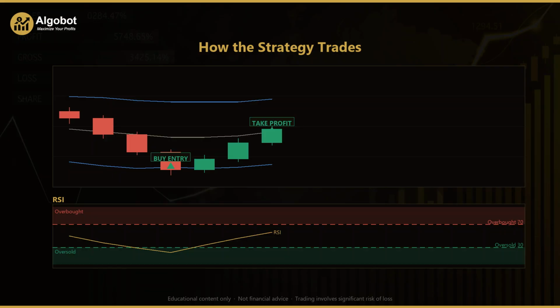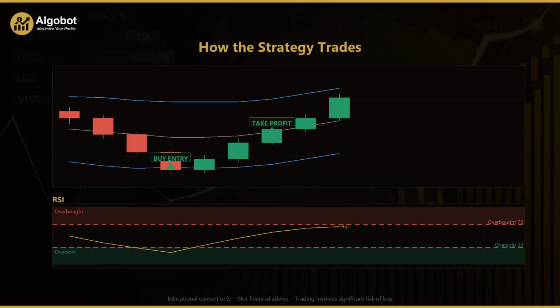The strategy is not predicting that price must rise. It is simply noting that the market has stretched unusually far below its average while momentum looks exhausted, and it fades that extreme. The stop loss is placed below the entry, an ATR-based distance under the band, so that if price keeps falling, the loss is contained. The take profit is set at the mean, the middle line.